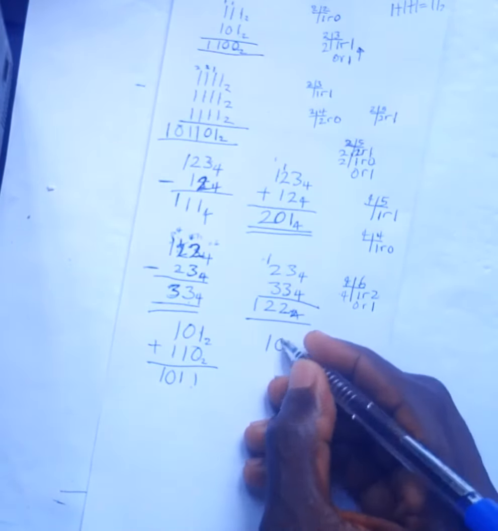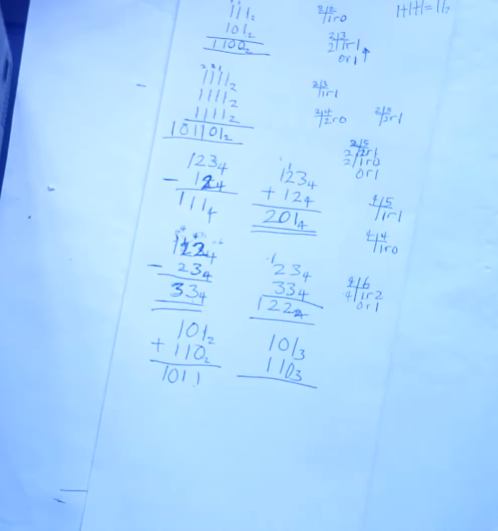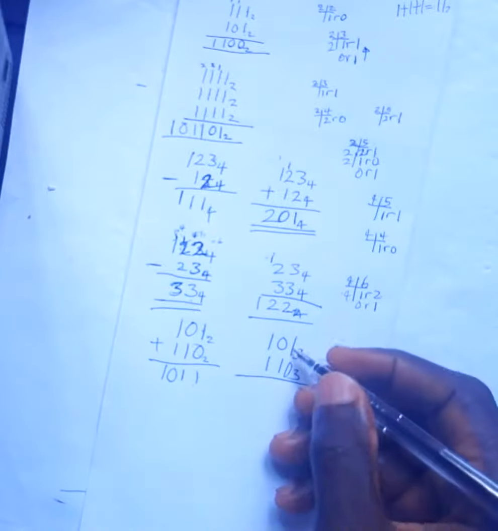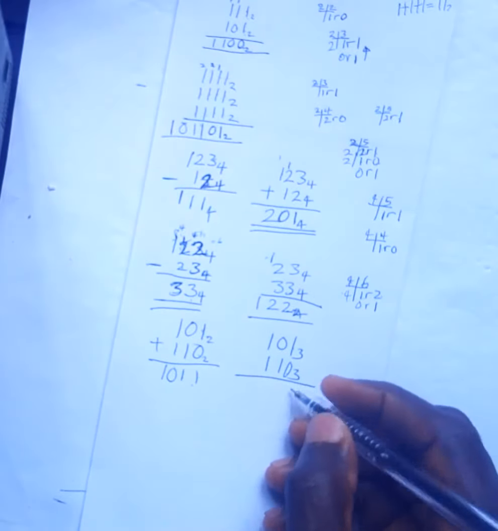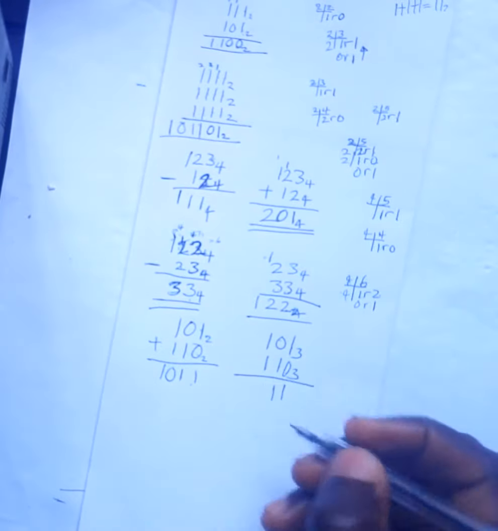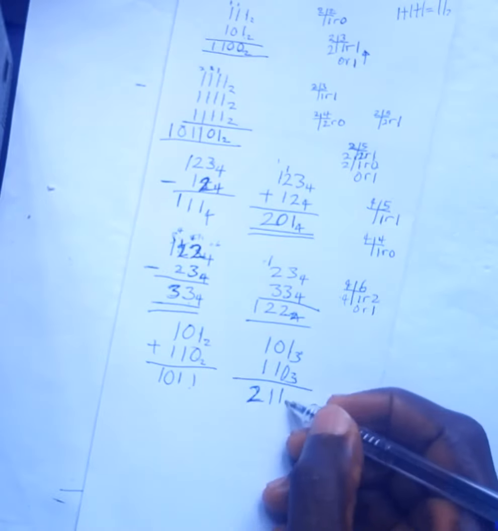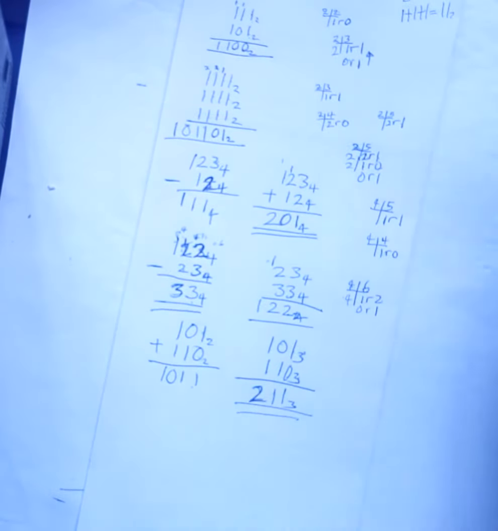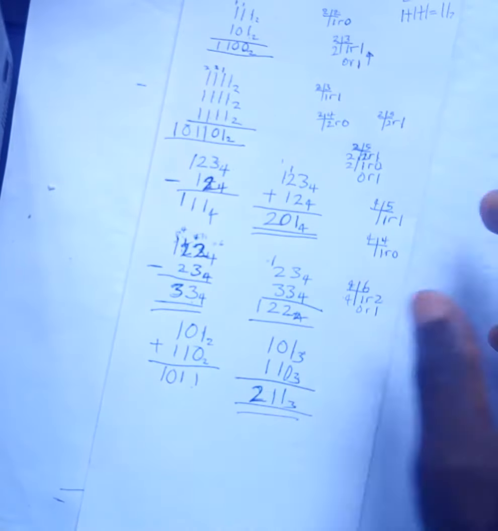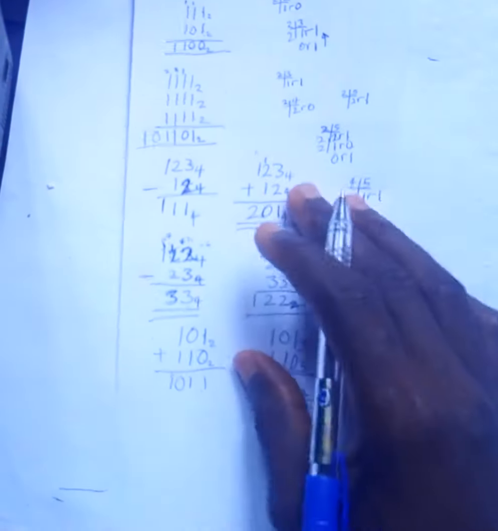For example, I write 101 base 3, 110 base 3. So you know 1 plus 1 is not 10 in base 3. So 1 plus 0 is what? 1. 0 plus 1 again 1. 1 plus 1 will be 2, because it's still within 3. So this is addition and subtraction in binary numbers. The same method applies to multiplication and division.